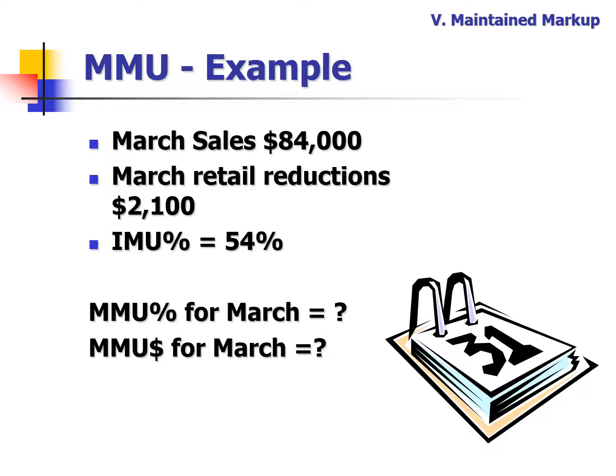All right, so let's work on an example. We're continuing with the case we've been seeing so far. So far, we have found that March sales this year are going to be planned to be $84,000, and March reductions are going to be $2,100, and the IMU percent we used was 54%, right? Given this data and this planning, what would be the maintain markup percent and maintain markup dollar for March?